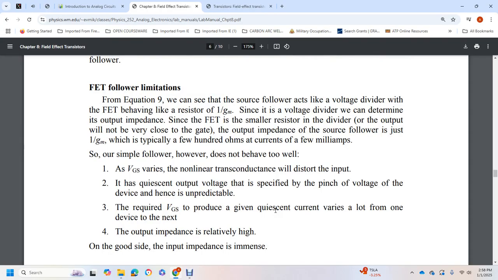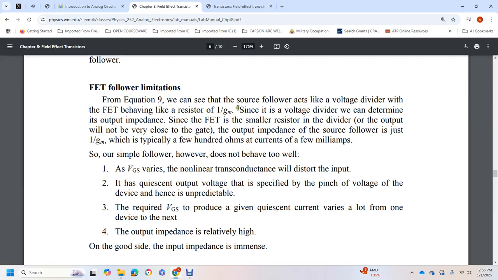From equation 9, we can see that the source follower acts like a voltage divider, with the field effect transistor behaving like a resistor of 1 over g_m. Use the voltage divider to determine the output impedance of the field effect transistor. The small resistor of the divider means the output will be very close to the gate. The output impedance of the source follower is 1 over g_m, typically a few hundred ohms at a current of a few milliamps.